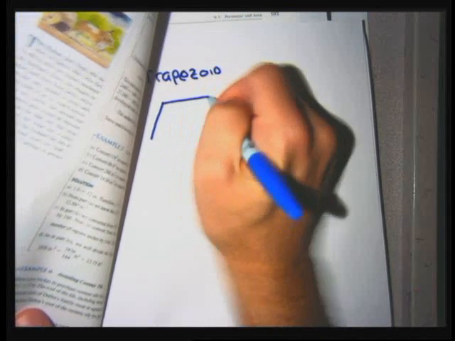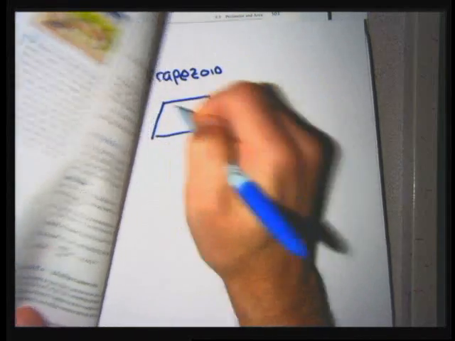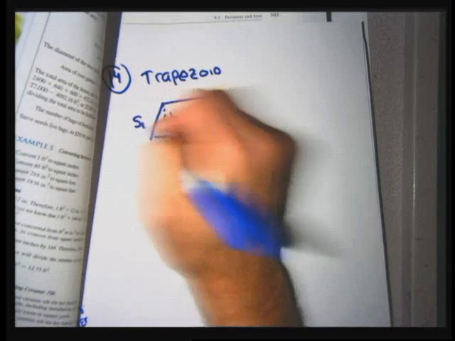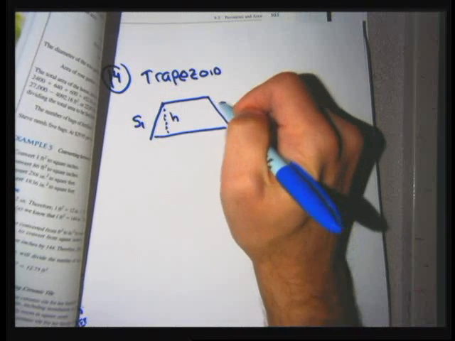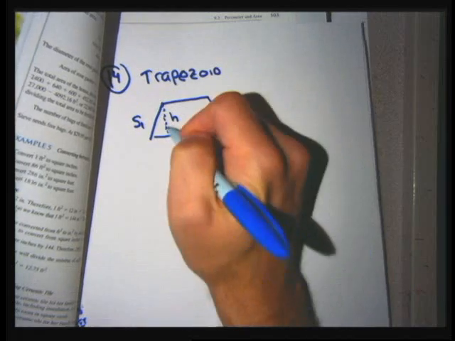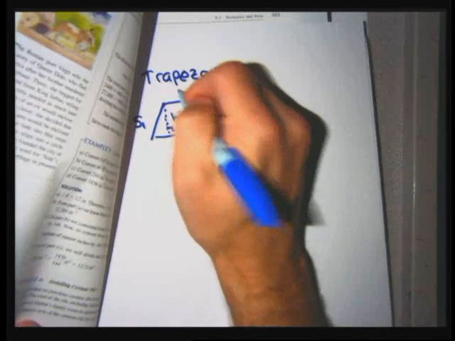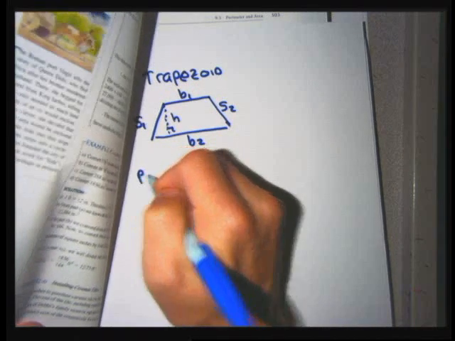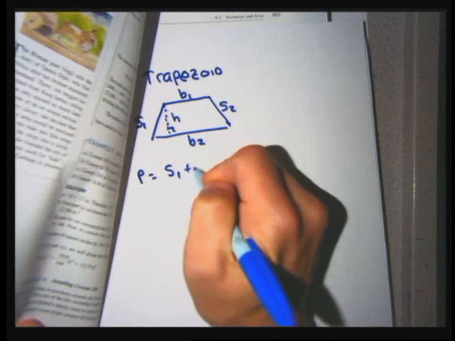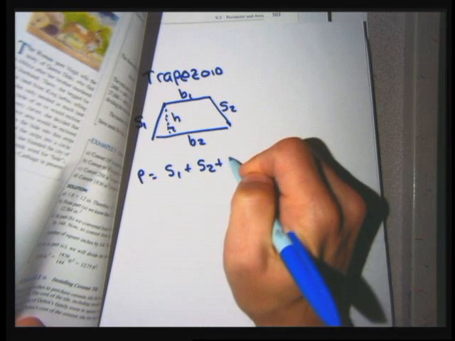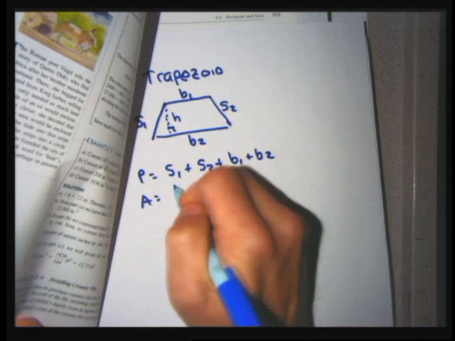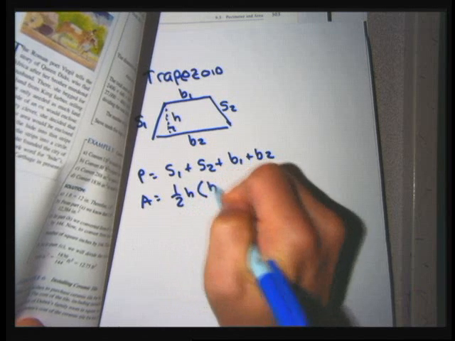Real quickly, the picture I see on page 498 that I'm copying right now has a bunch of labels. It has an S1, which means side 1, an S2, which means side 2, and an H, which means a height. It has a B1, which is base 1, and B2, which is base 2. The perimeter formula the author gives me, which is kind of overkill, says I just have to add up the 4 sides but not the height. And the area formula is more complex. It's 1/2 times the height times the sum of the bases.